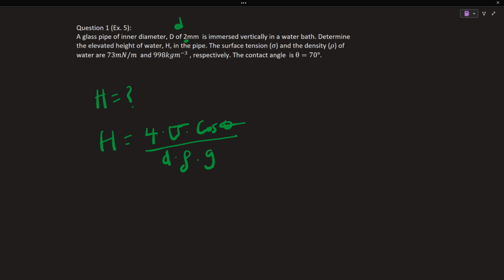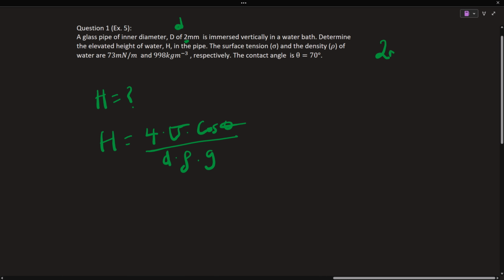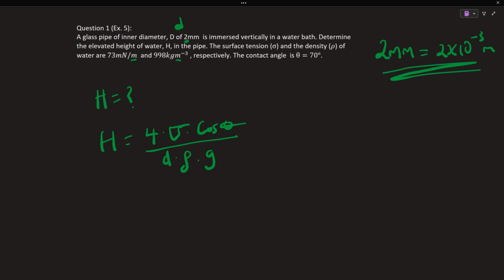Okay, so before we start solving, we need to pay attention to something. Our diameter is given as 2 mm. We can't go ahead using 2 mm. Why? Because our density is in meters. Our surface tension is also in meters. So it is required of us to convert our 2 mm into meters, which is equal to 2 times 10 raised to the power minus 3 meters. That's our diameter, so this is what we'll be using in our equation. Don't make that mistake. At the end of the day, you can convert back to millimeters since our distance was given in millimeters.